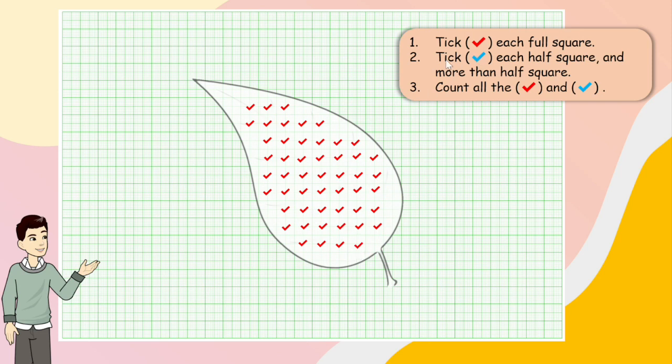Okay, next, tick each half square and more than half square. If the outline covers at least half of the square, use a blue pen or blue colored pencil to tick it. If it doesn't cover at least half, you don't have to tick it. So we will not count it as half.